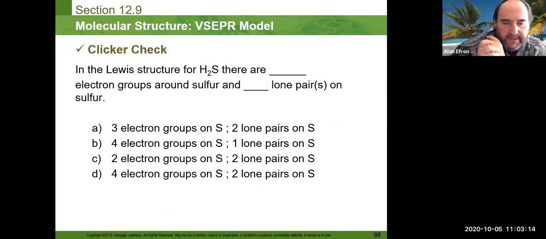So why don't you take a second here, draw H2S and figure out its electron pair geometry and its molecular geometry and see what you come up with.